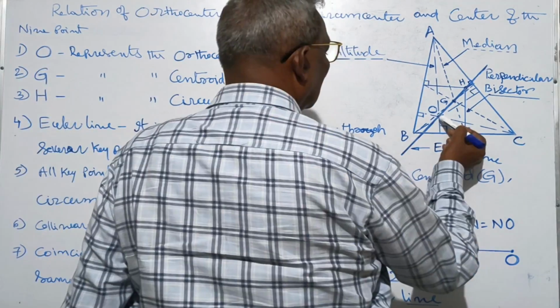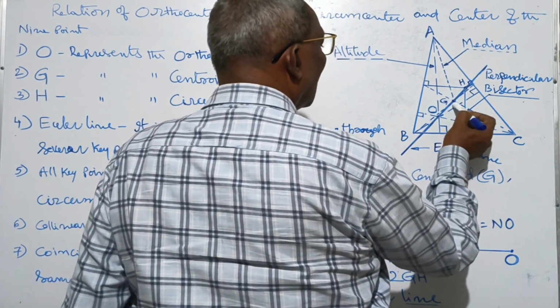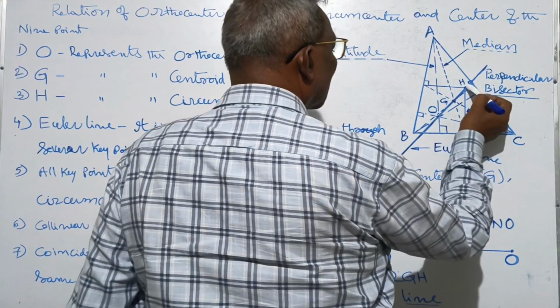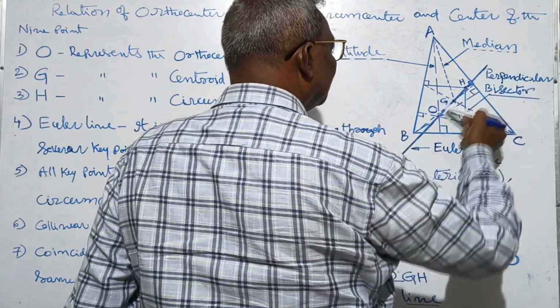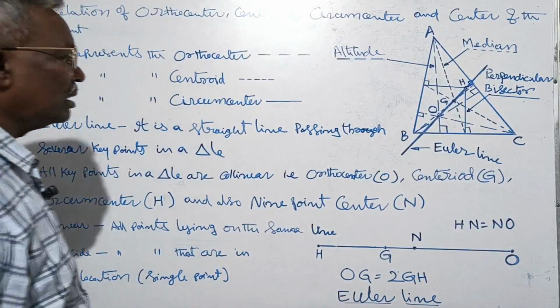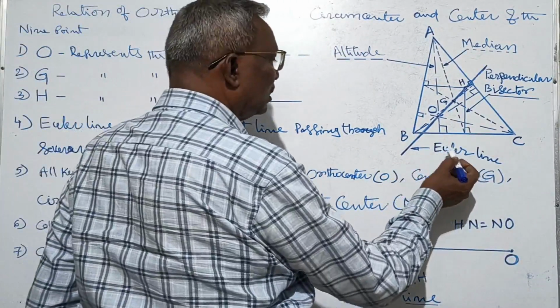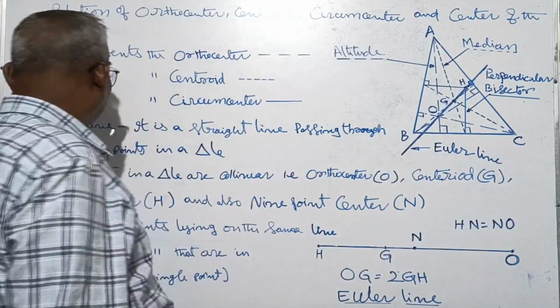Next, the orthocenter, centroid and circumcenter: these 3 are in one line. That line is called the Euler line.